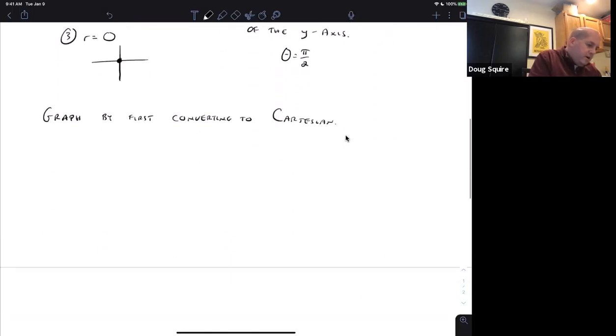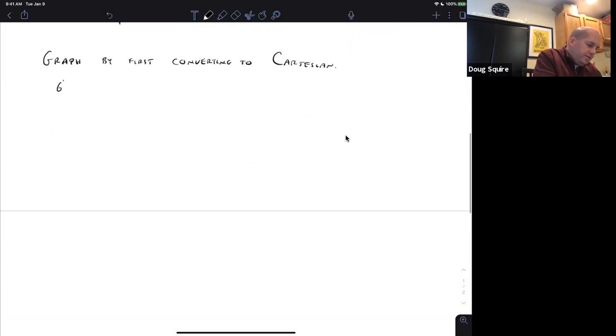All right, I'm going to leave the directions up there, but number 6, we'll say is r sine theta equals 2. And so if you were to graph that just using r and theta, that would be really challenging to try to figure out what combinations of r and theta make that statement true. But in this case, you can convert that to x and y pretty easily.